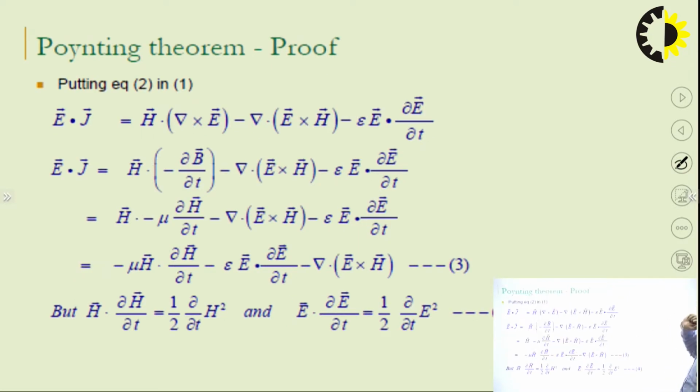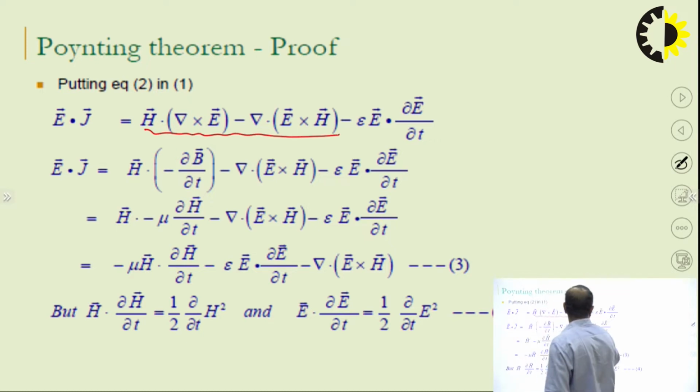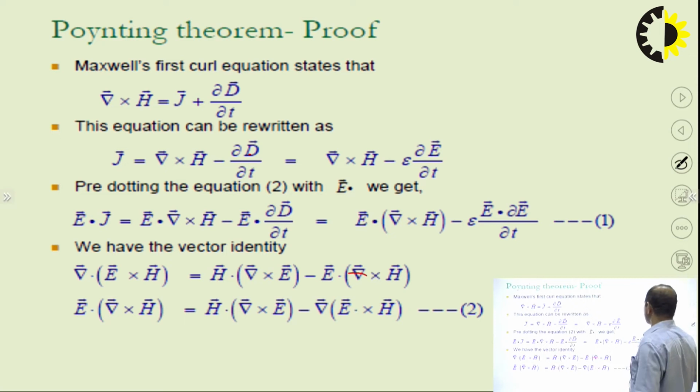We will get this kind of relation, that is E dot J is equal to H dot del cross E minus del dot E cross H minus epsilon E into dE by dt. So this whole term we have substituted from equation number 2. So this was our equation number 2. Now, E dot del cross H is equal to H dot del cross E minus del dot E cross H. So we have substituted this value from equation number 2 in equation number 1 in place of E dot del cross H.